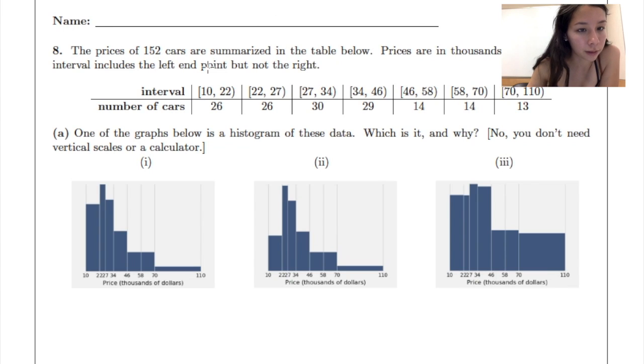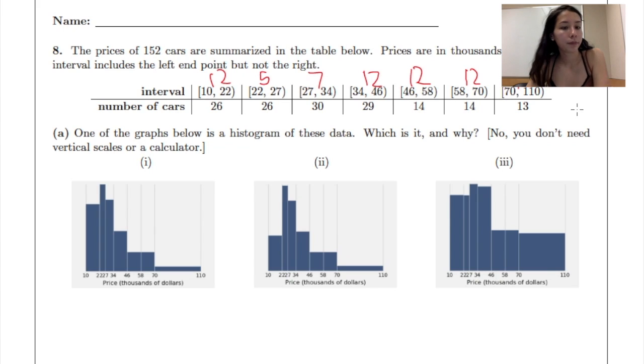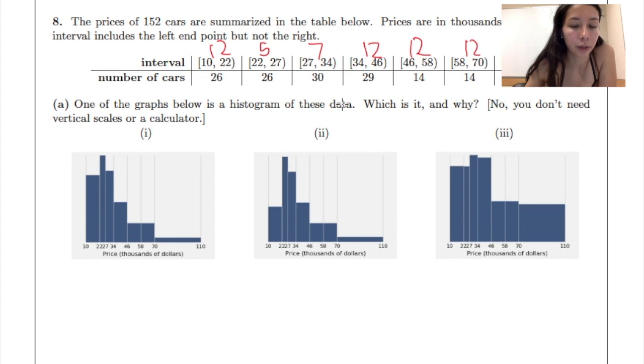So for this first interval it's 12, for this one it's 5, this one is 7, this one's going to be 6 plus 6 is 12, this one's going to be 8 plus 4, so that's also 12, this one's going to be 12 again, and this last one's a big one, it's 40. Okay, so we can also see the number of cars in each of these: 26, 26, 30, 29, 14, 14, 13. So something that I noticed right off the bat is that these two numbers are the same. These two are also the same.